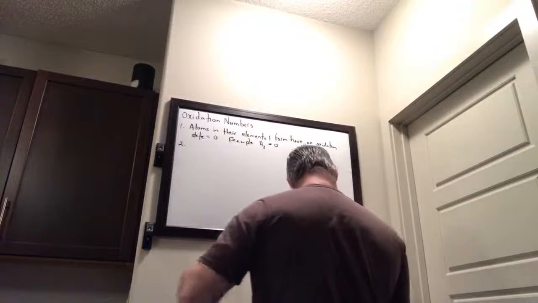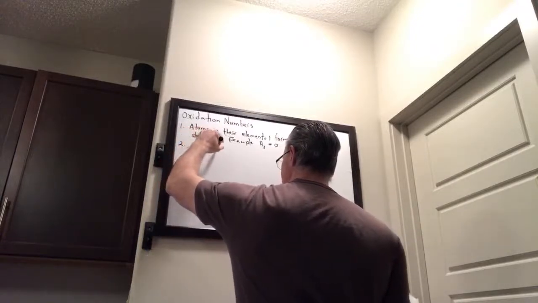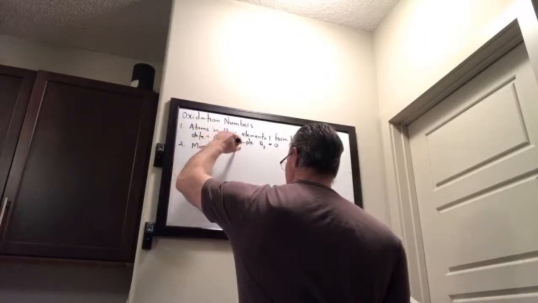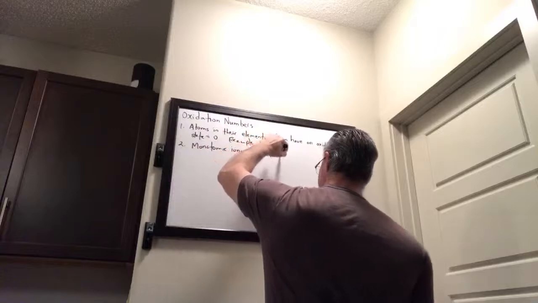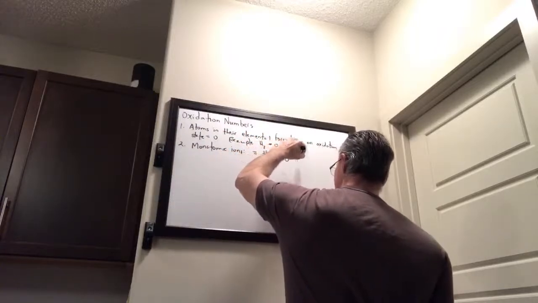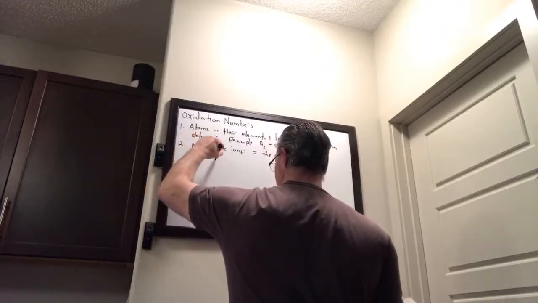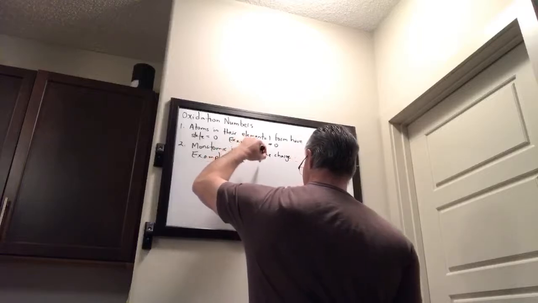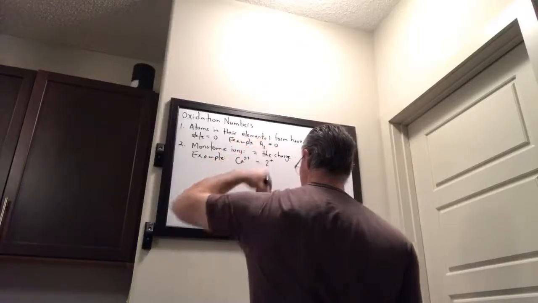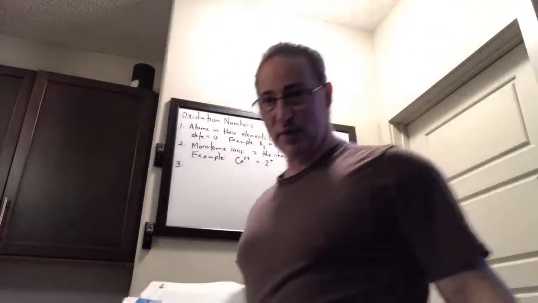Second rule, for monatomic ions, the oxidation state equals the charge. Example, if you have calcium with a +2 charge, that equals +2, the oxidation state. If you have sodium, it's +1, if you find sodium in its natural ionic state.